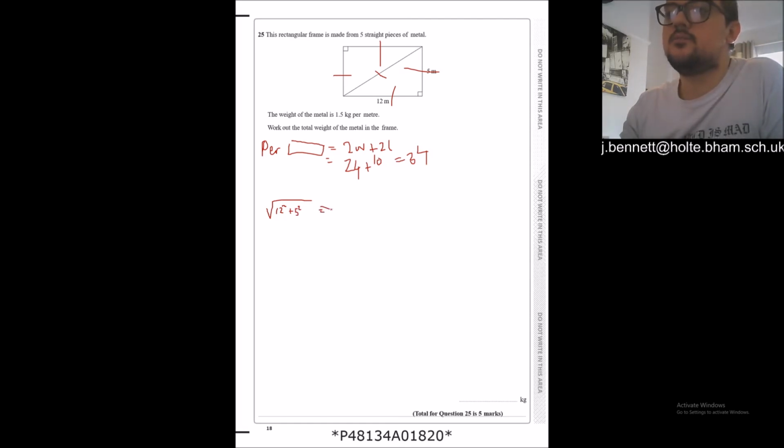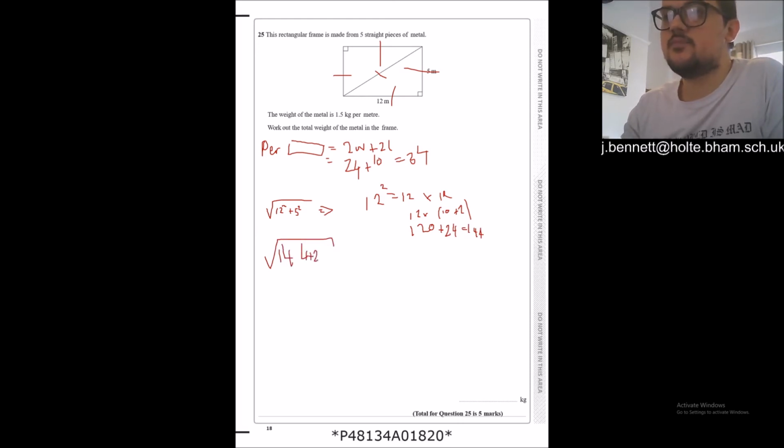If we go across, we're going to find that 12 squared is the same as 12 times 12. 12 times 10 plus 2. 12 times 10 is 120, plus 2 times 12, which is 24, which gives 144. So our 12 squared is 144. 5 times 5 is 25. We add these together, we get the square root of 169.